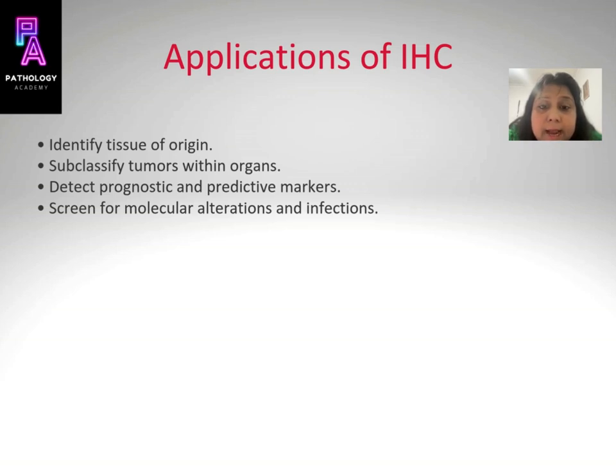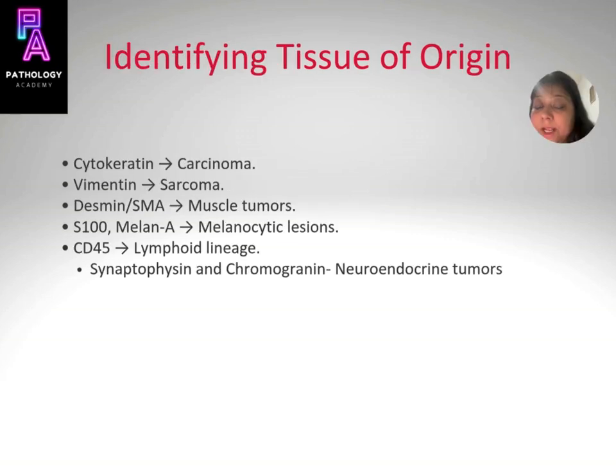Now let's discuss the applications of IHC. IHC helps in identification of tissue of origin, subclassify tumors within organs, detect prognostic and predictive markers, and screen for molecular alterations and infections. In poorly differentiated tumors or metastasis, IHC helps in pinpointing the cell of origin.